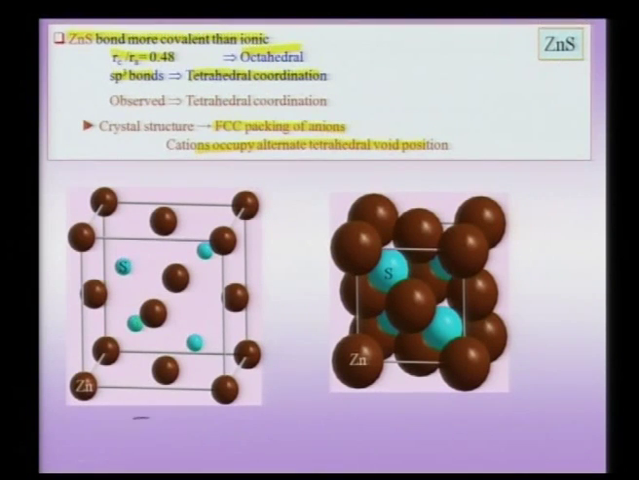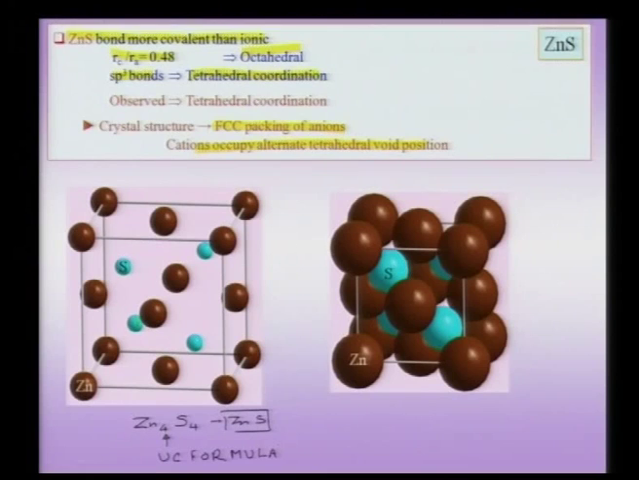So, the unit cell formula will become Zn4S4, and therefore it is ZnS. So, this is my unit cell formula. On the right hand side you see a space filling model of the same, wherein you clearly see that out of the 8 available tetrahedral void positions, only the alternate set is occupied.